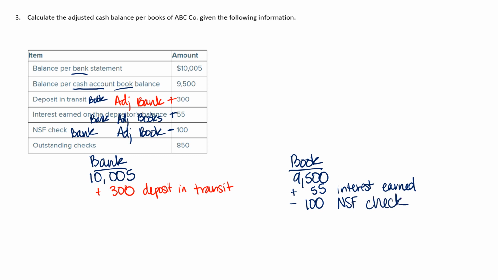And then the last item says outstanding checks. The books already know about these. They've already been recorded on the books. They just haven't cleared the bank yet. So you have to adjust the bank balance. Checks will decrease the cash balance, so this is going to be a subtraction. You subtract $850 as outstanding checks.